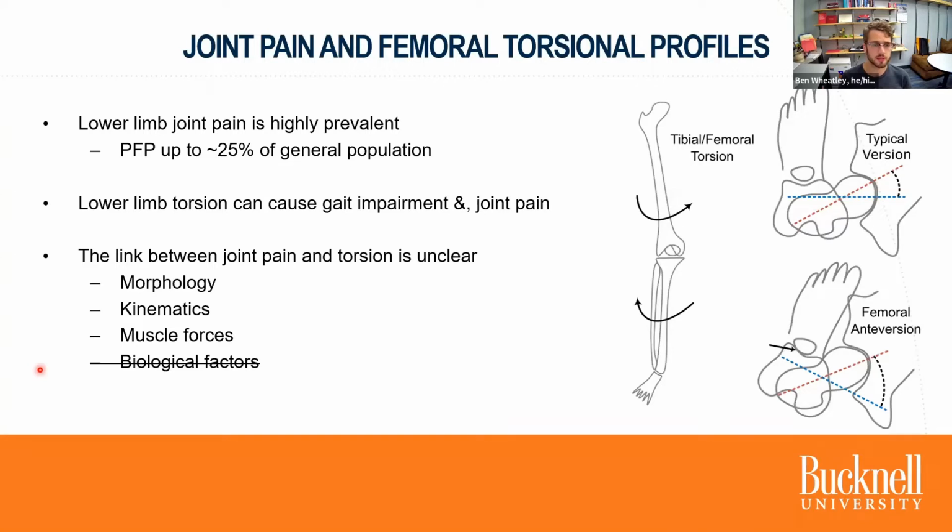Lower limb joint pain is highly prevalent. For example, patellofemoral pain occurs in up to 25% of the general population. Lower limb torsion, such as femoral anteversion and retroversion, or tibial torsion, can cause gait impairment and joint pain, such as in the patellofemoral joint. The link between joint pain and torsion is unclear. However, there are factors including morphology, kinematics, muscle forces, as well as other biological factors.